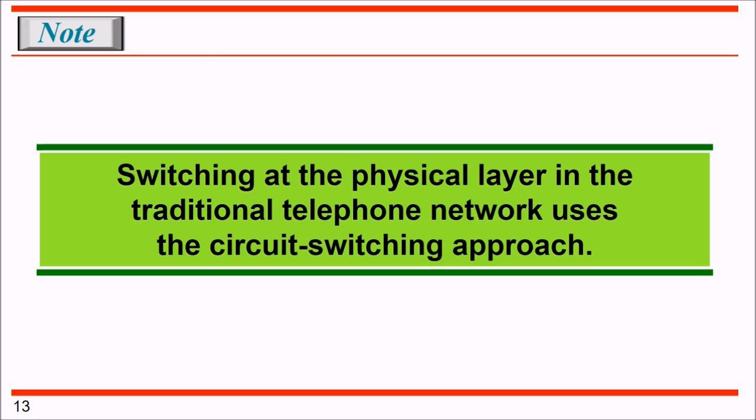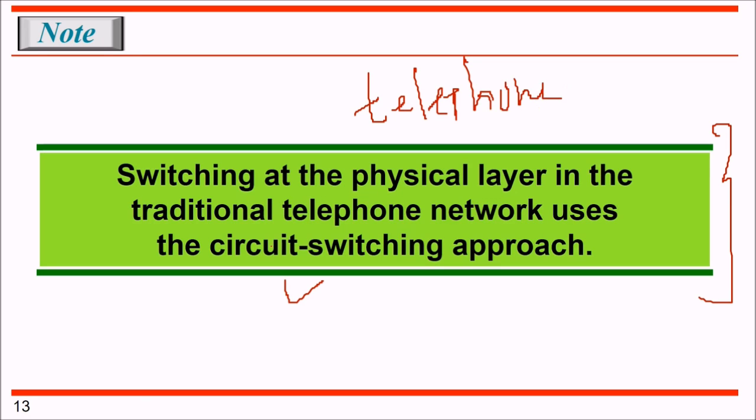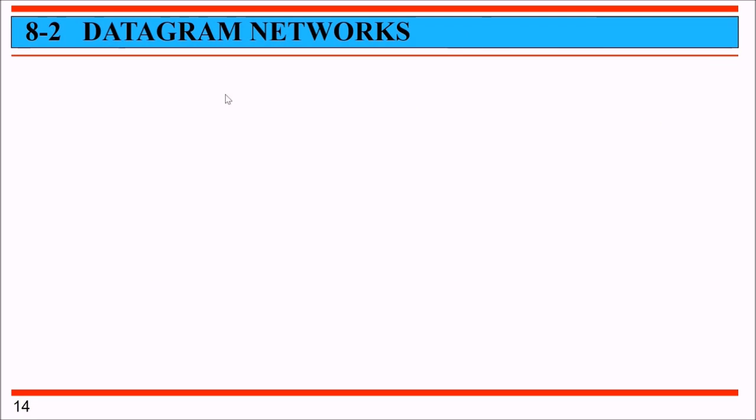So switching at the physical layer in the traditional telephone network uses the circuit switching approach. So just assume, if you are not able to understand in any case, the way your telephone network works is an example of the circuit switching approach.